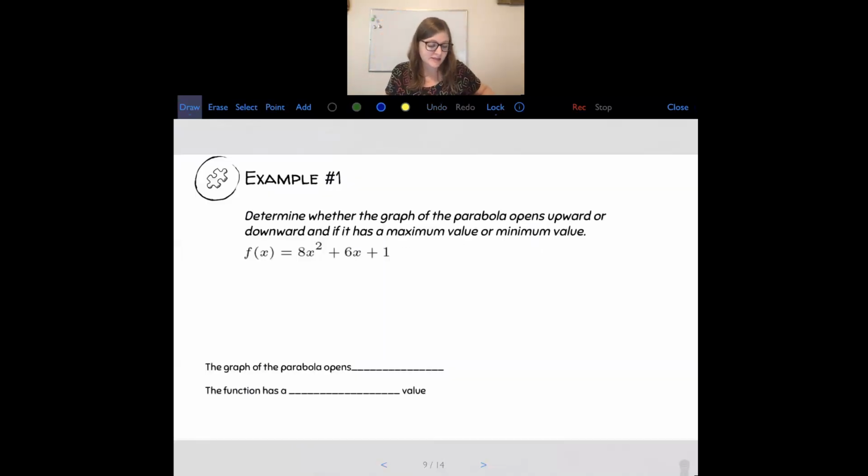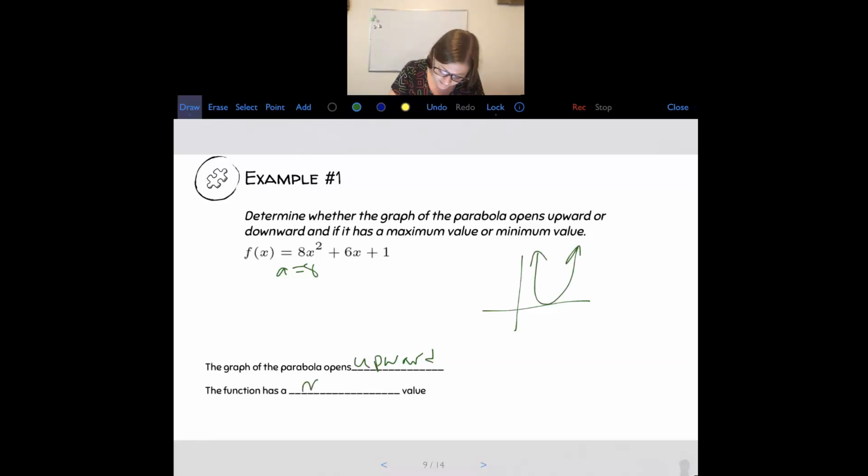Okay, so example 1, determine whether the graph of the parabola opens upward or downward, and if it has a maximum value or a minimum value. Okay, so in this case, a is equal to 8, which is greater than 0 or positive. So this parabola is going to open upward. Okay, and parabolas that open upward, and this is not something you necessarily need to memorize, it's something you can visualize. The function has a minimum value.